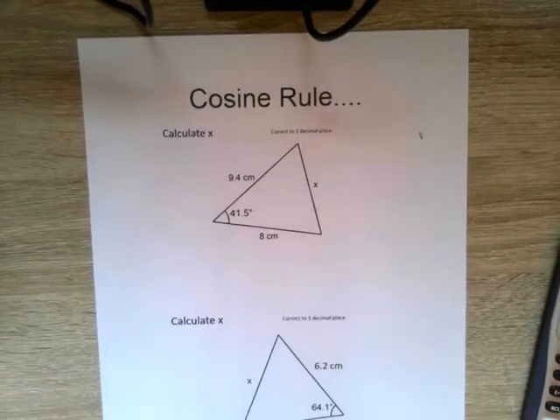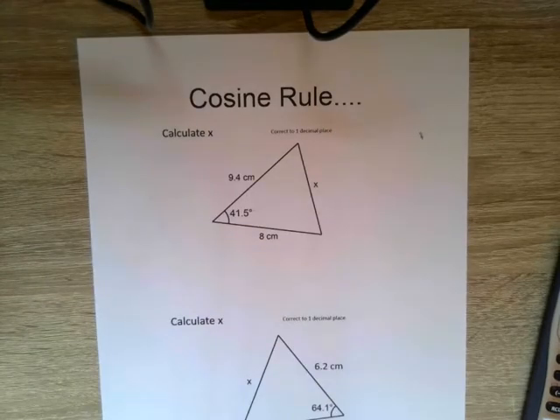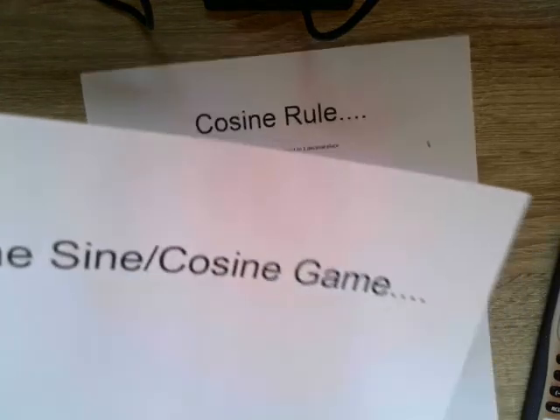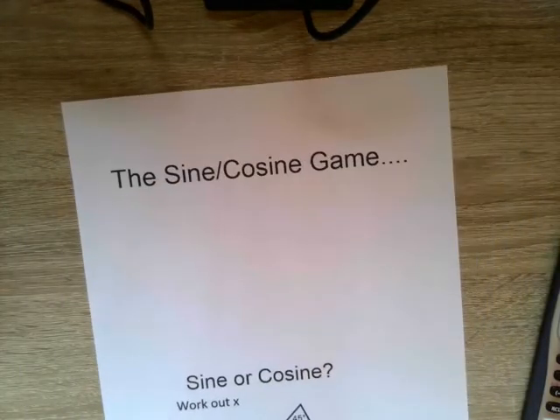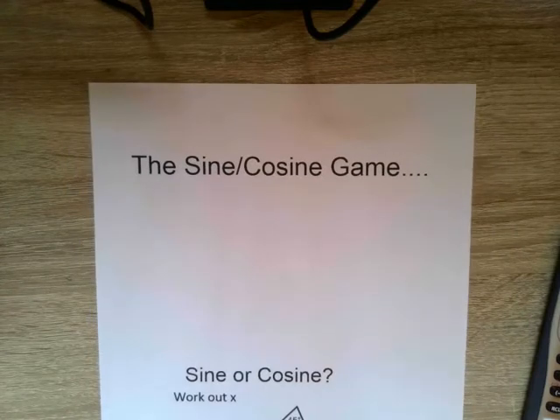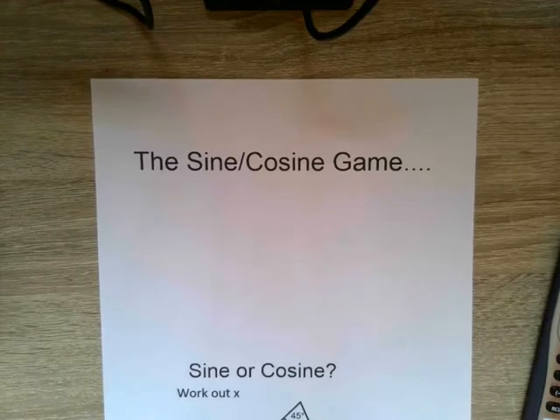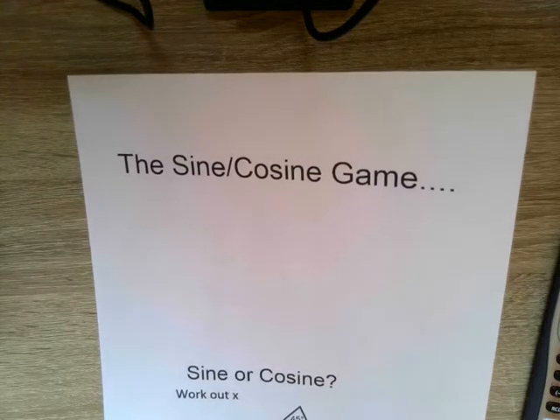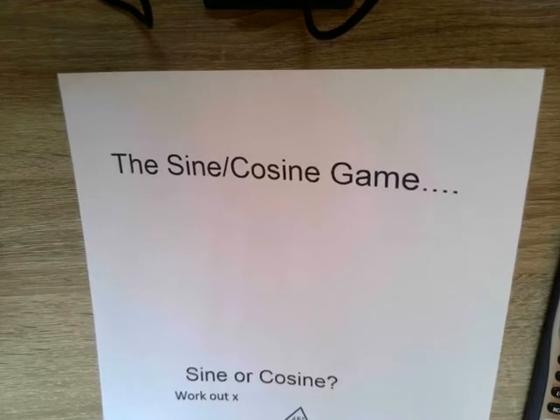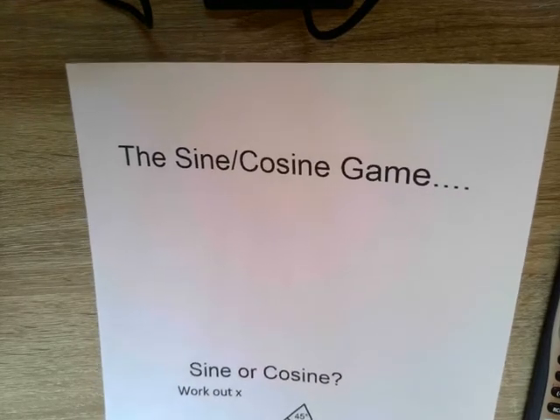So first of all, before we go into what the cosine rule is, I'm just going to do a quick game with you that I would have done in class. So here we go, the sine cosine game. So I'm going to show you an example of a triangle, and you need to have a think. Maybe pause the video and have a think, is it a sine rule question or a cosine rule question? So basically, does the sine rule work or not in this case?